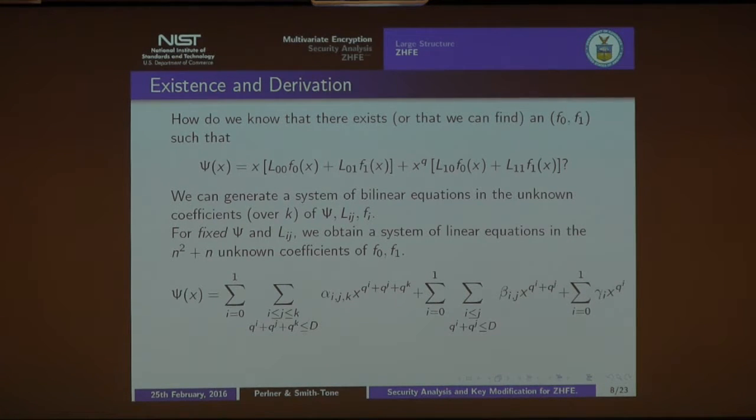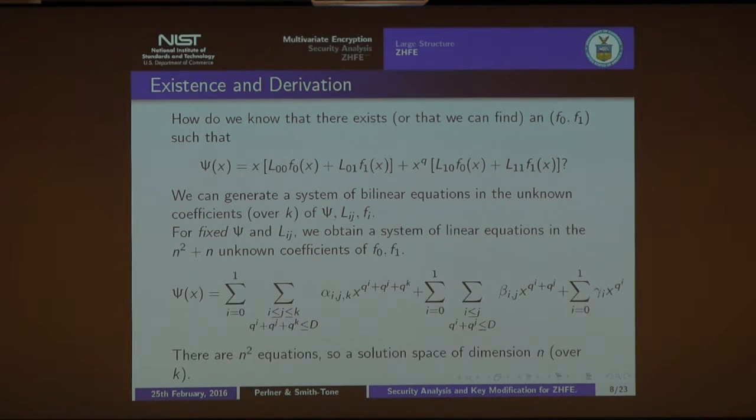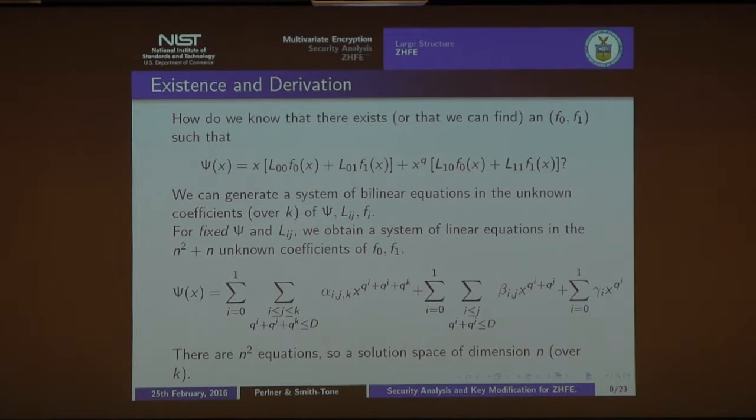So to look roughly at the degrees of freedom we have in selecting a pair f0 and f1 for a fixed psi and Lij's, we have n squared plus n unknown coefficients of the quadratic maps, and we have n squared equations defined by the first double sum here. That implies that we have a solution space of dimension n over the extension field of maps f0 and f1 that satisfy this equation for fixed psi and Lij. That's a pretty big space if you think about it. We have lots of degrees of freedom. Maybe we can do something.